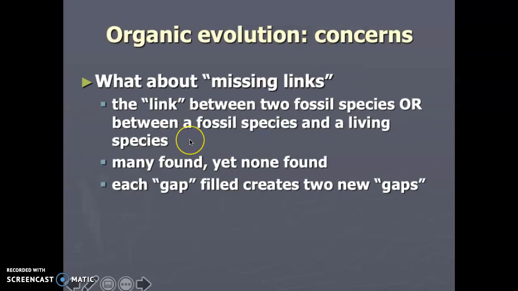There's a slide here that mentions missing links. We have found many, many links between fossil species and living species. And yet every time we find one, it opens up a gap between the one that we found and the two that it was filling in the space between. So filling in a gap actually creates two new gaps. So it's kind of a silly argument against evolution because it doesn't work very well. And we have found many, many transitional organisms.